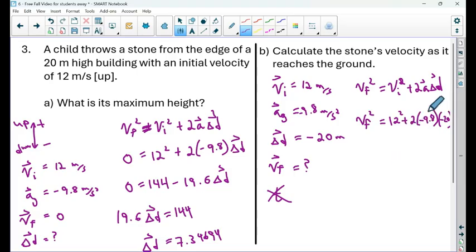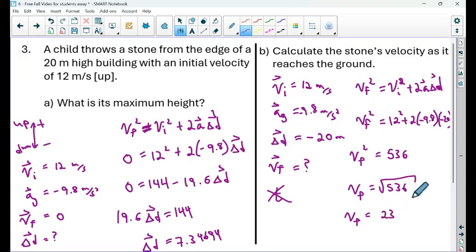Okay, I'm going to do some math here. I'm going to square 12. That's 144. I'm going to go 2 times negative 9.8 times negative 20. The negatives are going to cancel. It ends up being a positive. I'm going to add those two numbers together. I'm going to end up with a final velocity squared is equal to 536. Now, I got to take the square root of both sides, right? So final velocity is equal to the square root of 536. So that means my final velocity is, that's going to be 23.